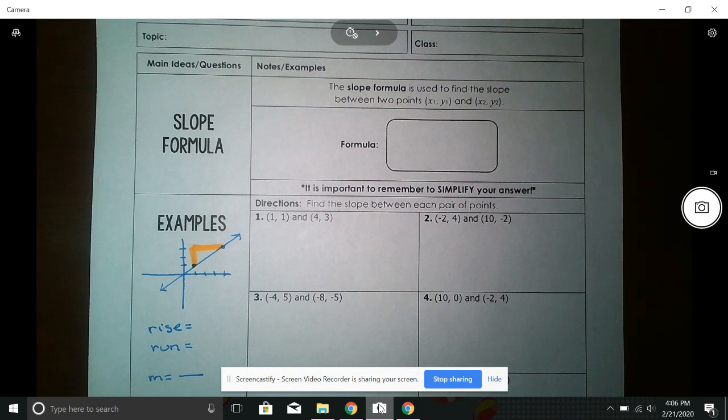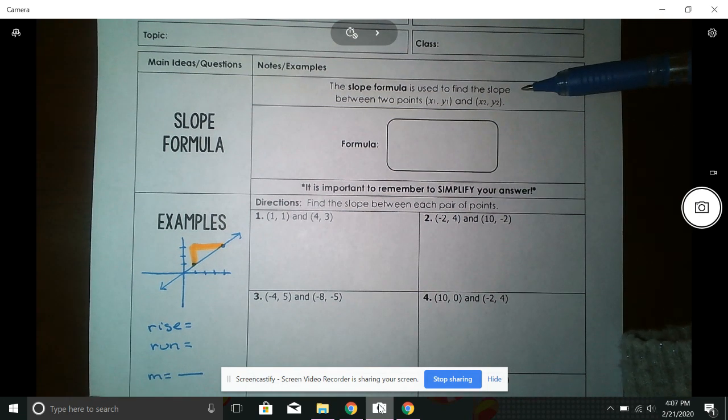In this video, we're going to find a way to solve for the slope of a line without having to actually graph the lines. Let me give you this very important formula. Here, the slope formula is used to find the slope between any 2 points.